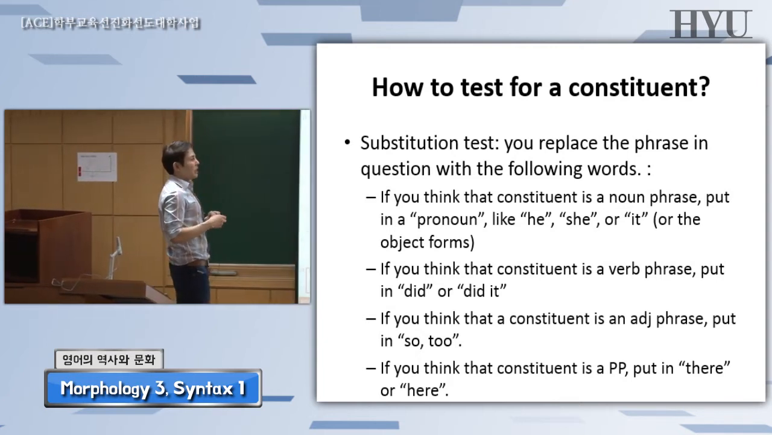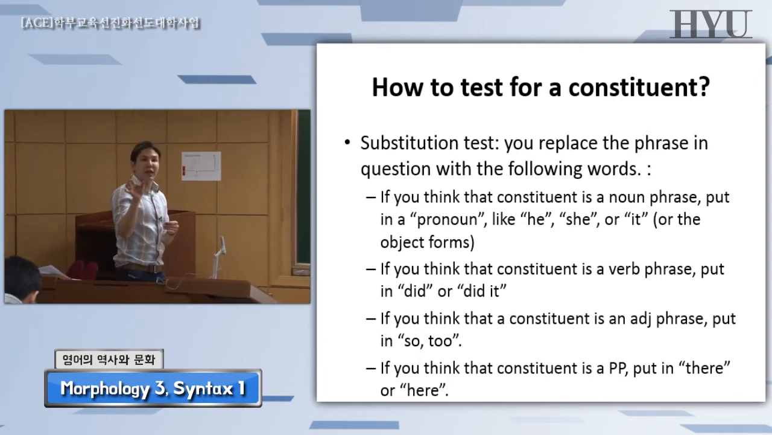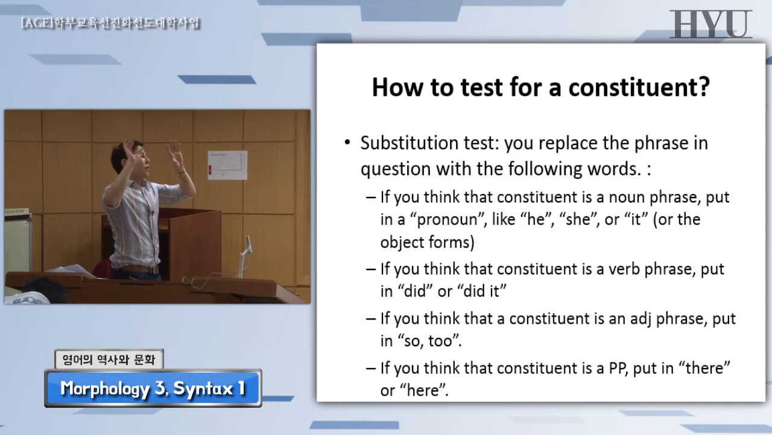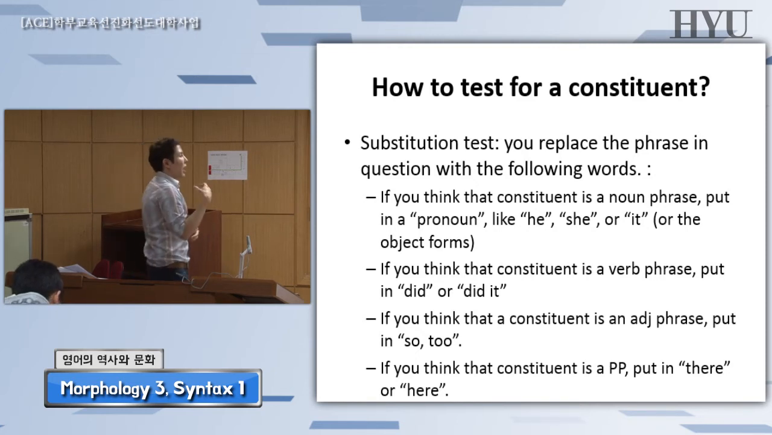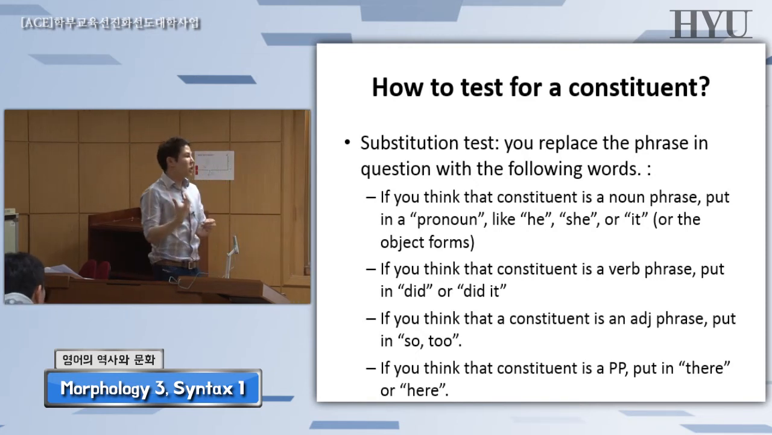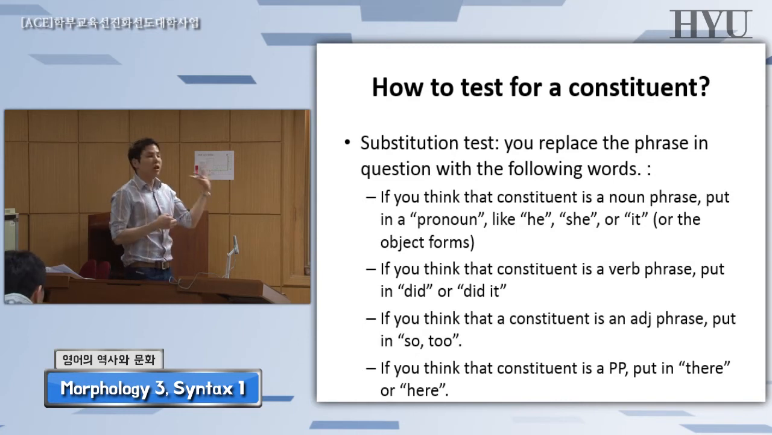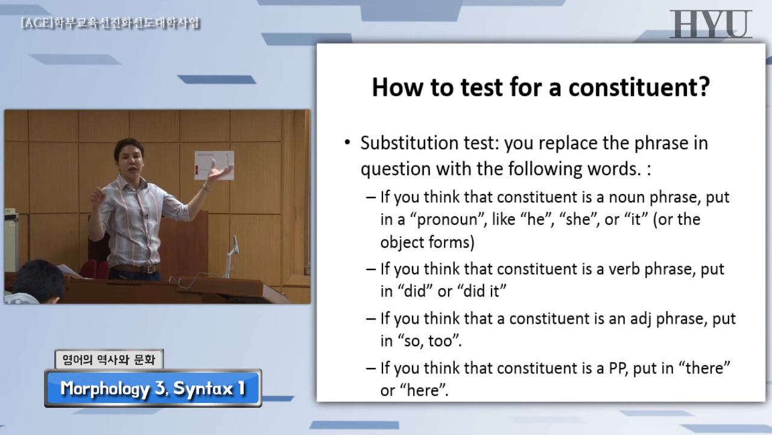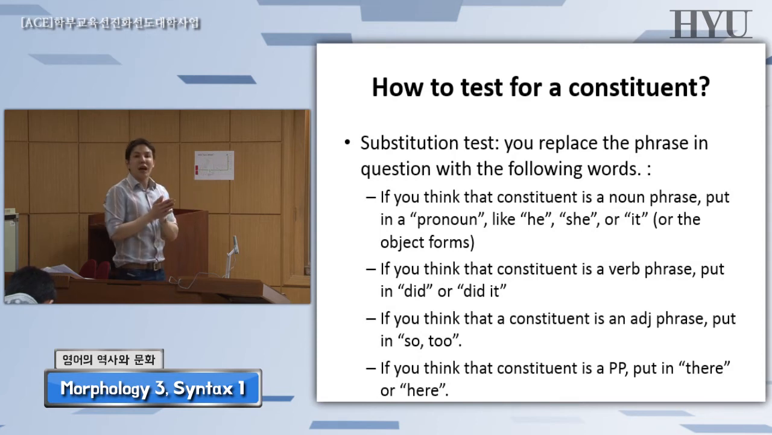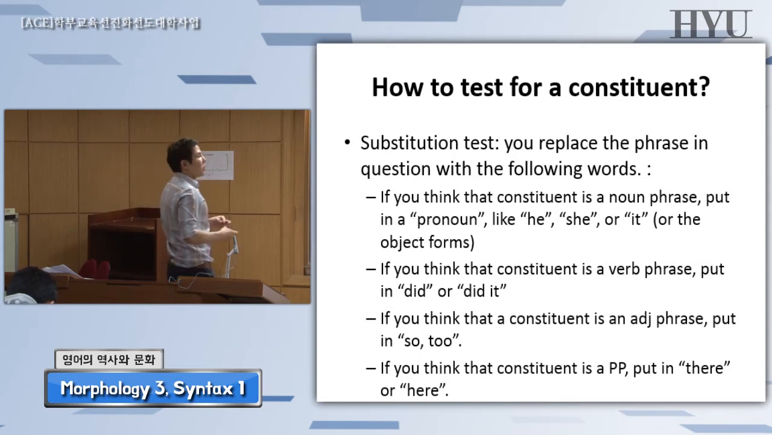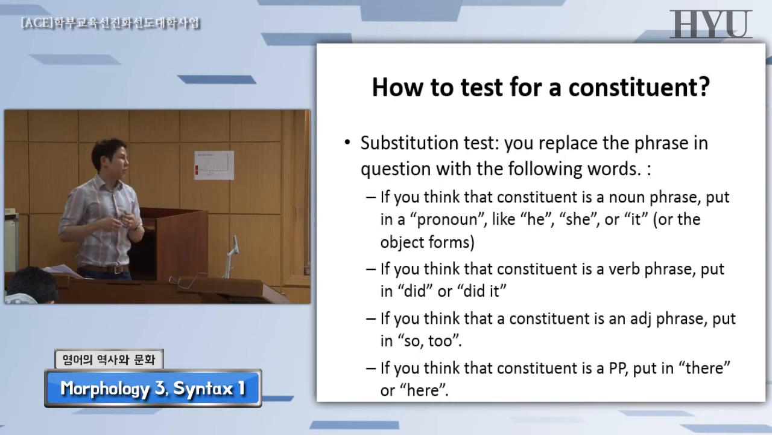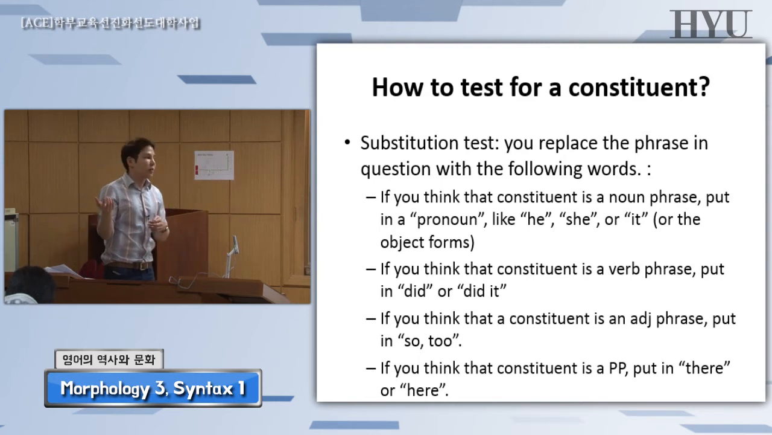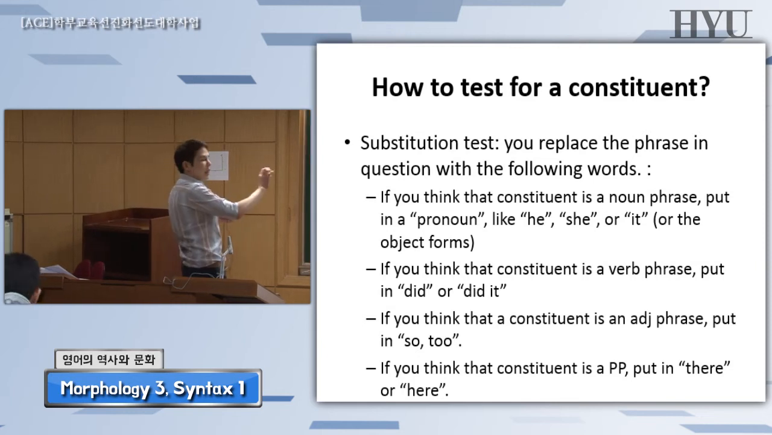So if you think that the constituent, that group, is a noun phrase, okay, meaning that you have a phrase whose category is noun, right? Put in a pronoun like he, she, or it, okay, or him or her, because a pronoun is the same as a noun phrase. So if you are able to put in he, she, it, her, or him, then you have a noun phrase. Okay? If you think that the constituent is a verb phrase, put in the word did or did it. Okay? I'll show you some examples. Did it is a phrase.